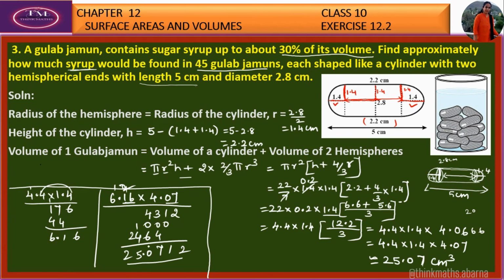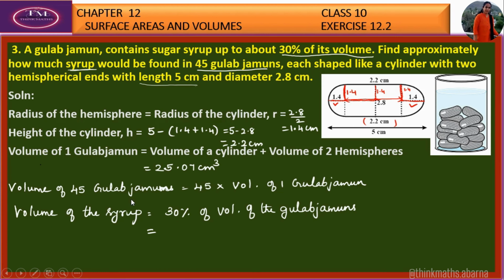So this is the volume of 1 gulab jamun. So let us find the volume of 45 gulab jamuns in the next page. Volume of 45 gulab jamuns is nothing but 45 into volume of 1 gulab jamun. So which is nothing but 45 into, what is the volume of 1 gulab jamun? It is 25.07. So if we multiply 45 and 25.07, we will get 1128.15 centimeter cube.